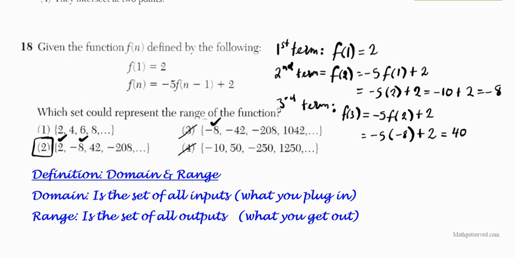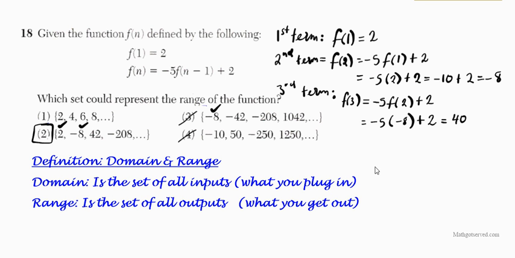For number 18, you're given the recursive definition of a sequence of numbers, and you're asked which represents the range. So you have to remember that the range is the outputs, that's what you get out, and the domain is the inputs, that's what you plug in. All right, so when we generate terms of the sequence, what we're going to be getting is the range or the output values. When you start with the first one, you plug in 1 to get 2. Options 1 and 2 have 2 as the first output value, the first element in the set of the range. So we can just eliminate 3 and 4.